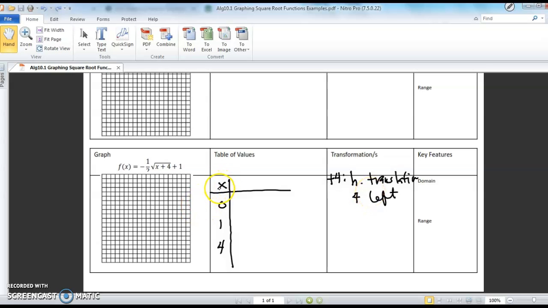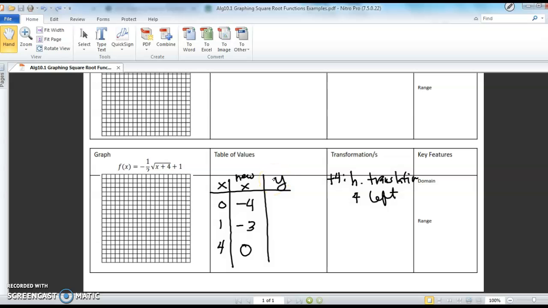So that means we will have a new column for our new x values. Since it's 4 to the left, you have to subtract 4 from each of these. So 0 take away 4 is negative 4. 1 take away 4 is negative 3. And then 4 take away 4 is 0. Okay.